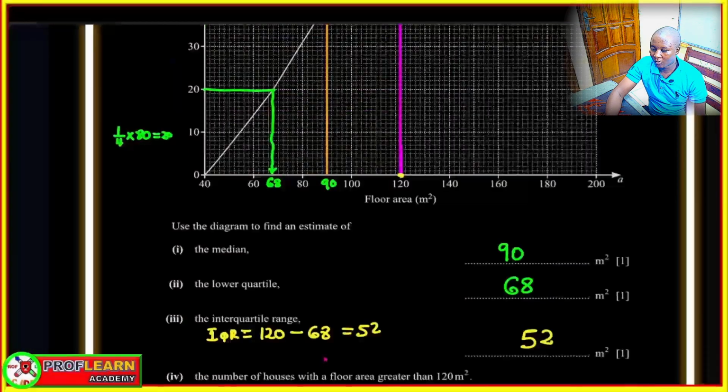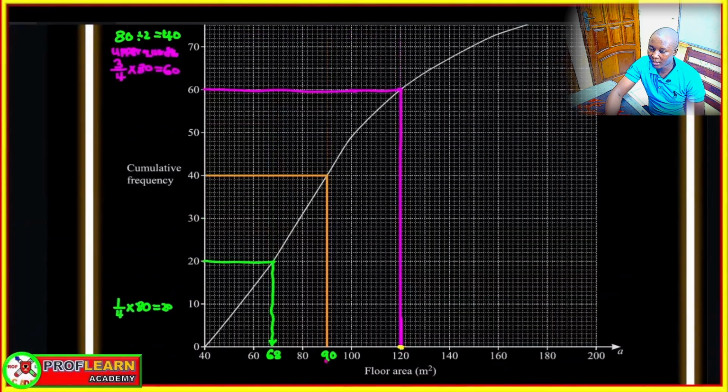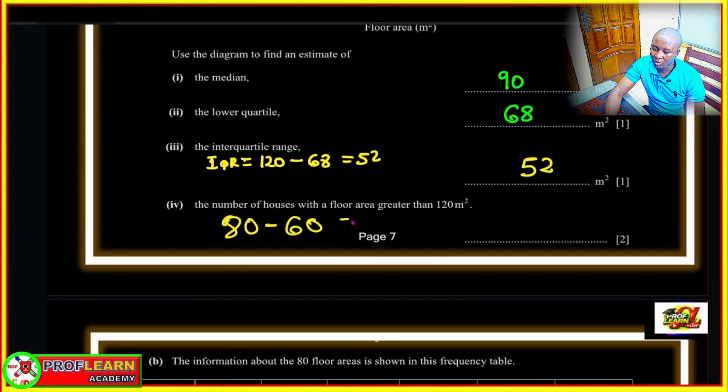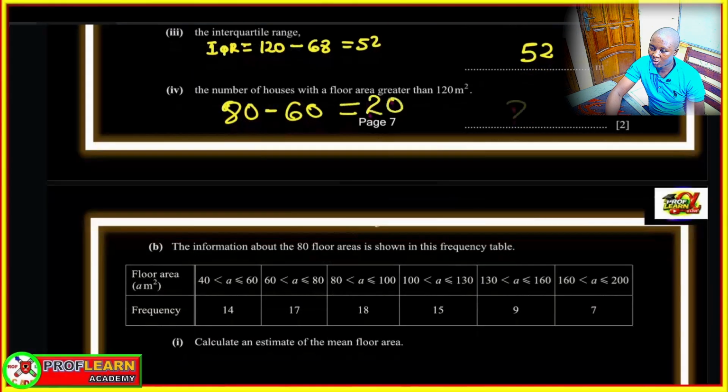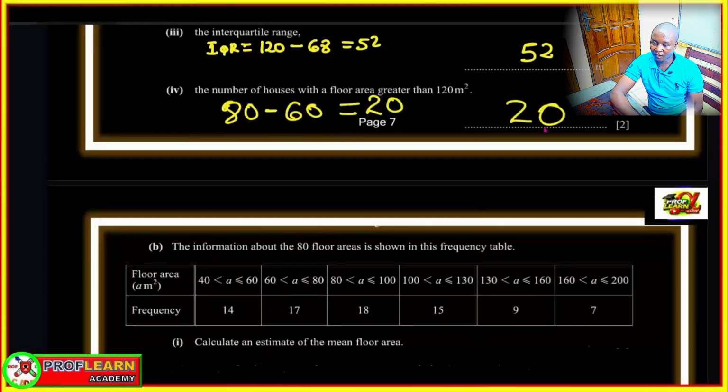Moving further, we're told that we're supposed to estimate the number of houses with floor area greater than 120. So we need to move to the area axis, and we check where 120 is, and we check what it corresponds to on the cumulative frequency. It corresponds to 60, so it will be 80 minus 60, so that we get 20 households of the area, which is basically greater than 120 meters square.